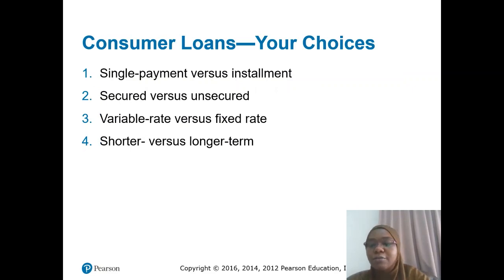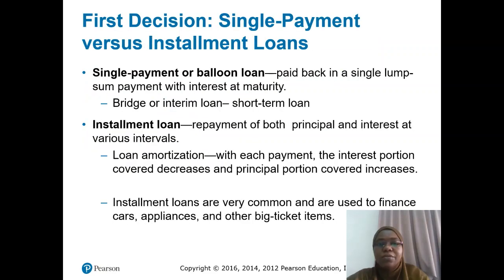There are different choices when it comes to consumer loans. The first option is the single payment or the installment, so you have to decide whether you want to pay it back at once or in installments. Another option is whether to go for the secured or the unsecured kind of loan. And we have the variable rate versus the fixed rate loan as well. And lastly, we have short term versus long term. So the first option is for you to decide whether you want the single payment or balloon loan or the installment loan.